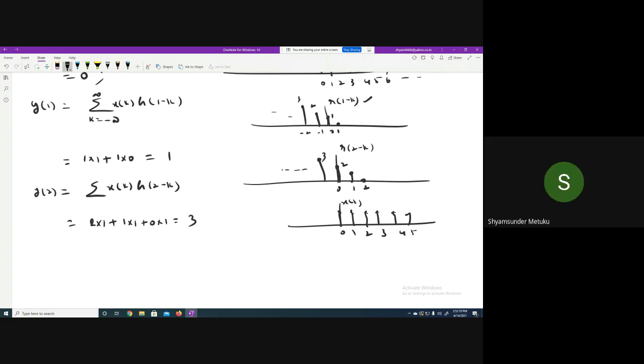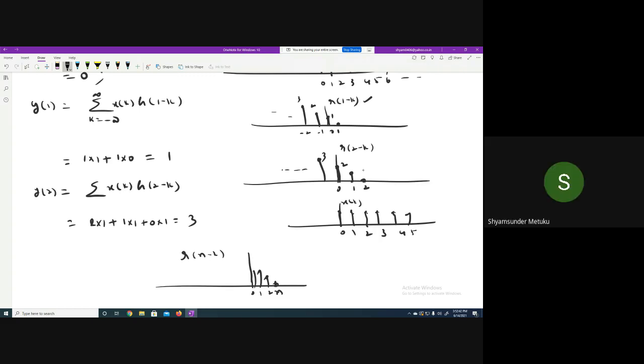But you cannot do this for infinite duration, yes or no? So anyhow, you are representing r of n minus k. Can I write r of n minus k this way? This is 0, this is 1, this is 2. So can I write this as n in general?